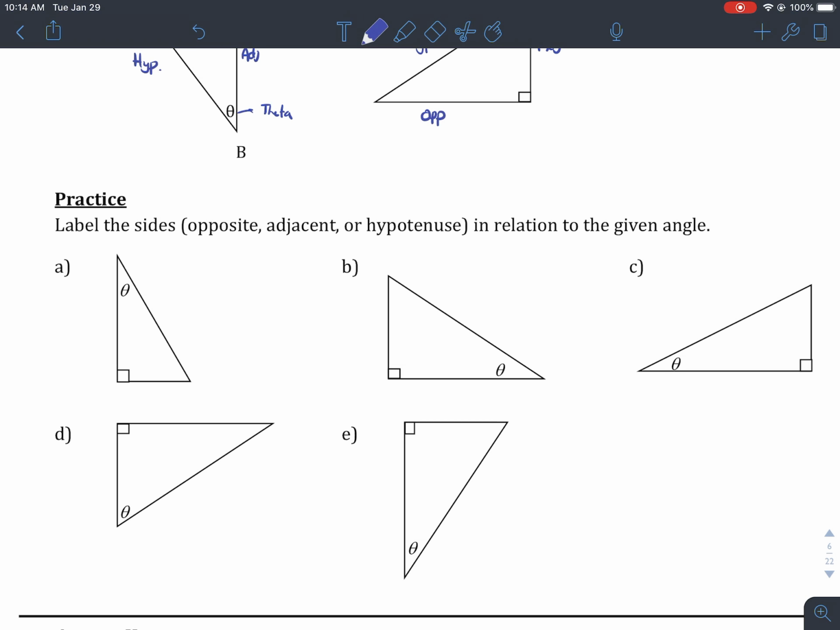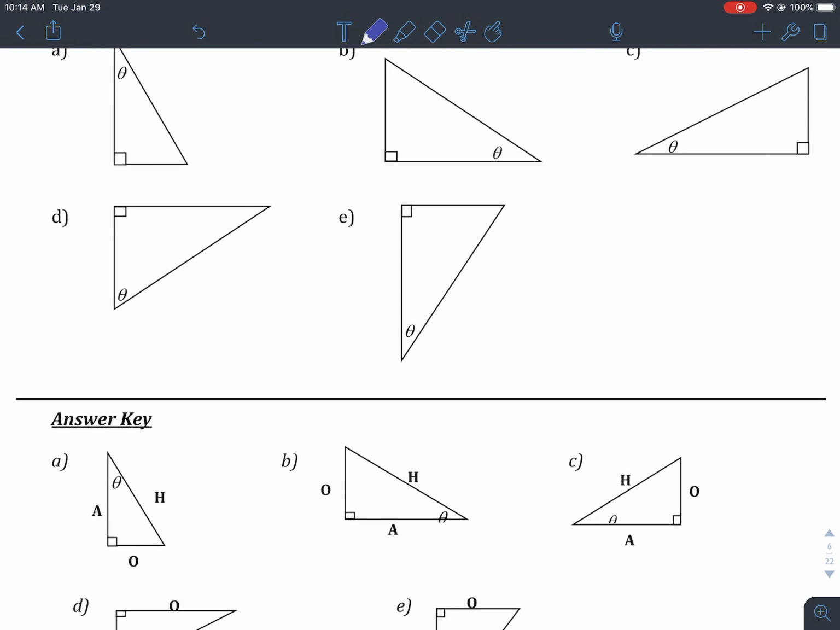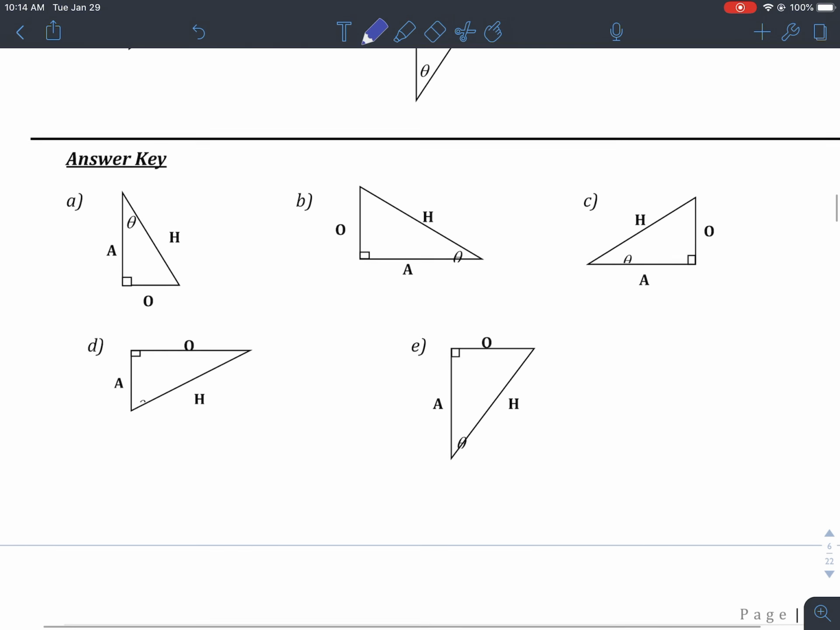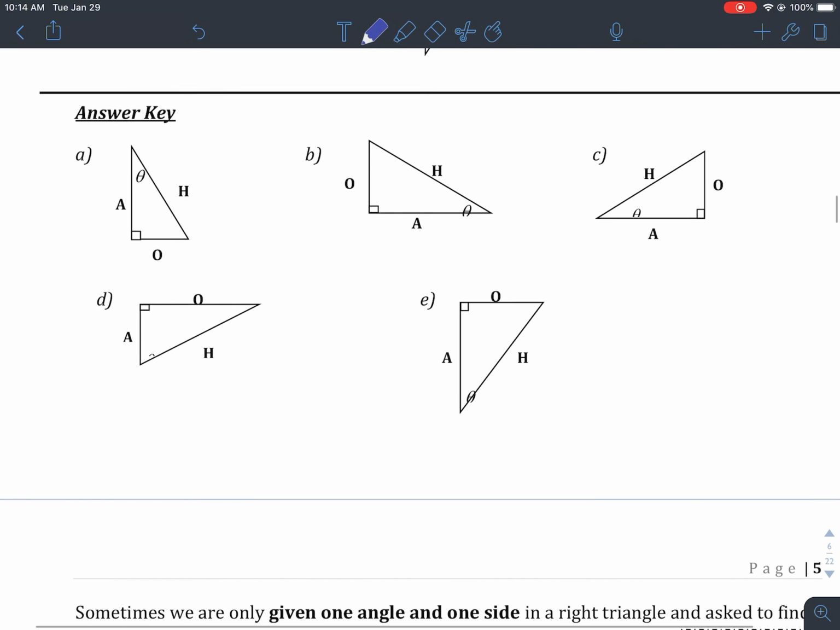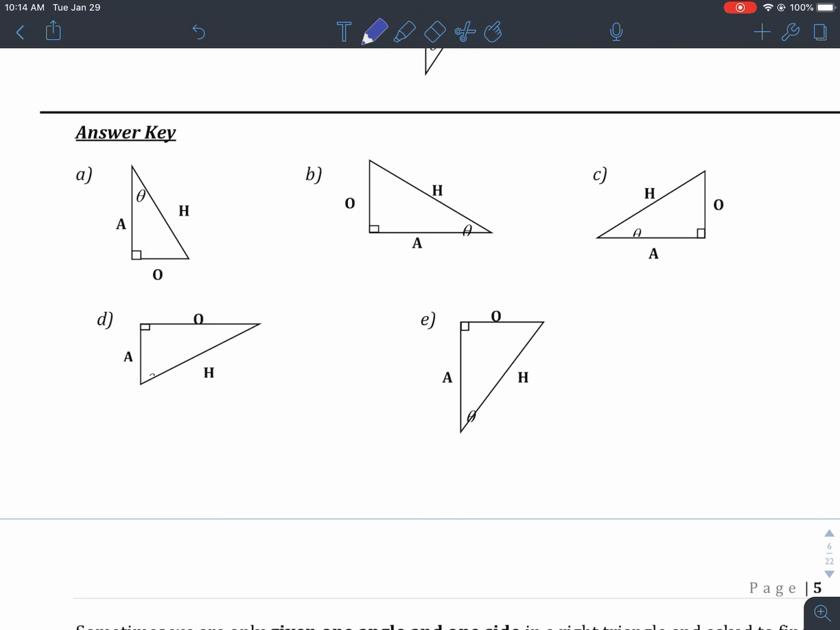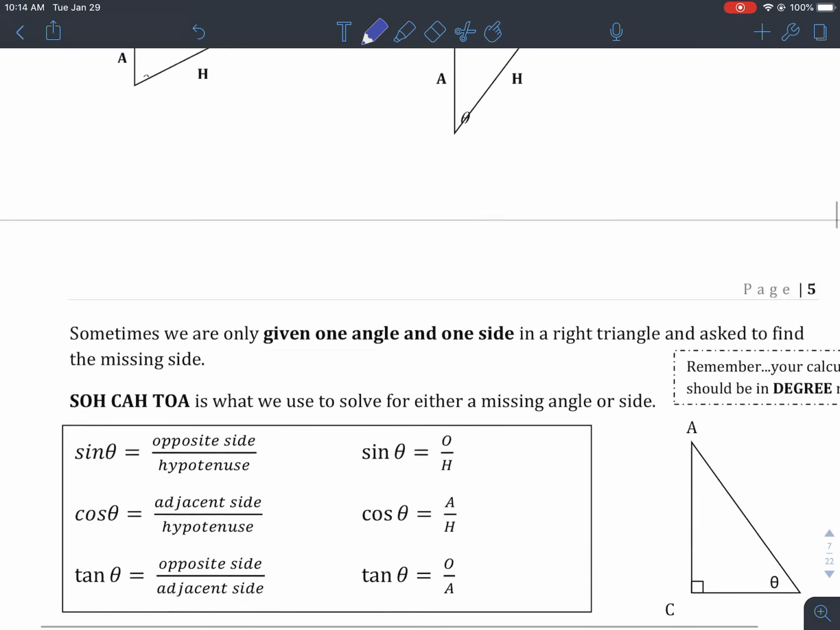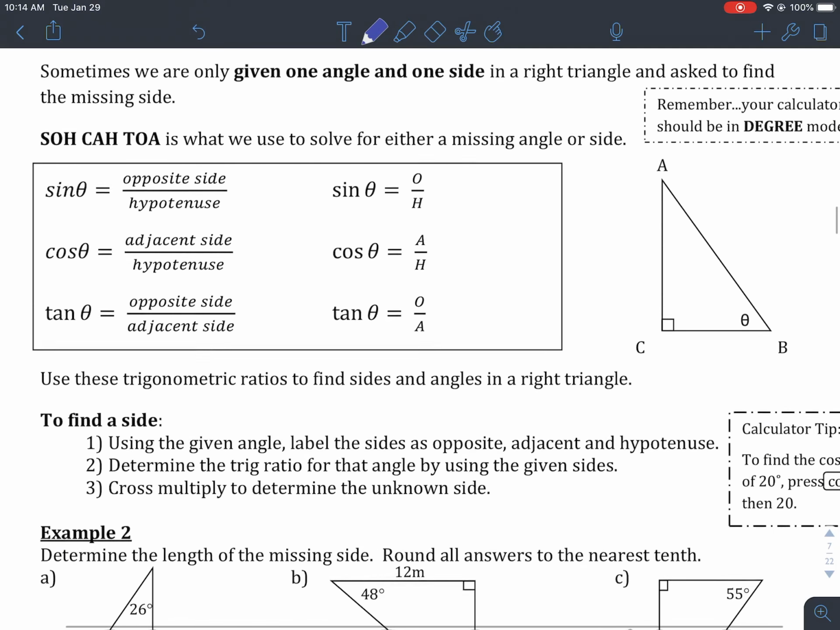Down below there are some practice ones, so I'll just leave it there for a second. If you want to pause the video, try those ones on your own. And here is the answer key. Now they're only using the first letter of each word, just so you know: O is opposite, A is adjacent, H is hypotenuse. So you can go ahead and try those and come back to the answer key when you've tried them out.